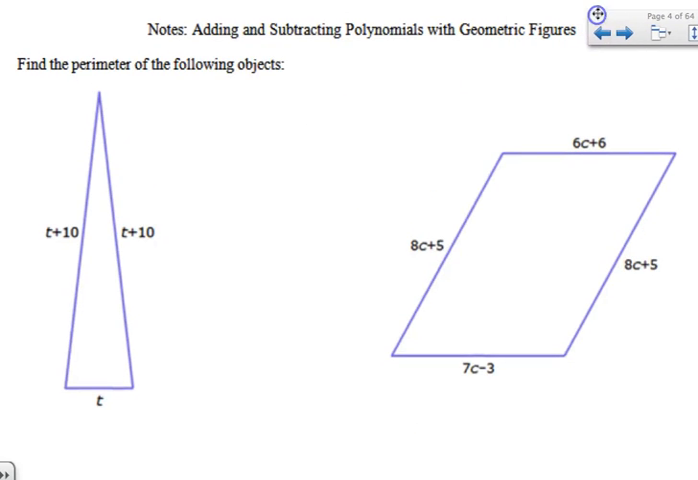So hopefully you remember perimeter from middle school. Perimeter is the outside of a figure, and that's when you add. So perimeter is when you add up the whole outside, okay?